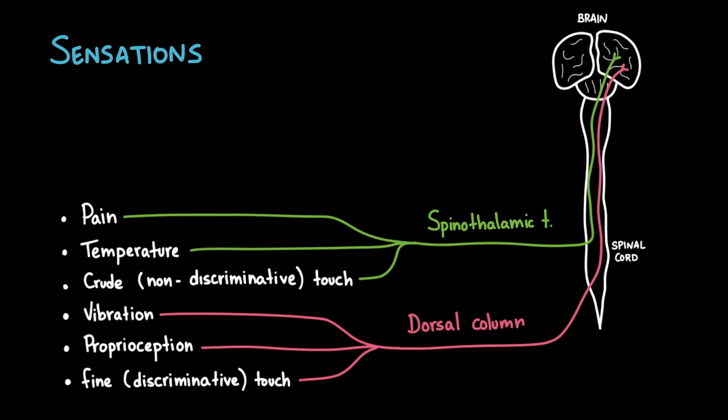Understanding which pathway carries which type of sensation is key to understanding how the nervous system processes information. And it also helps us identify where a lesion might be if a particular type of sensation is lost.